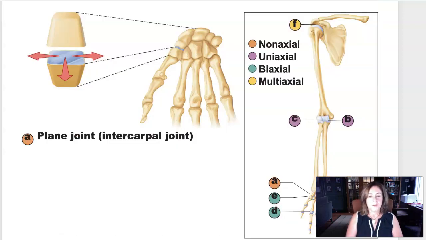Okay, so this is the picture that I'm referring to where using a key, they're showing you the different types of joints. So a plane joint would be like in between each one of these carpals. You don't have a directed movement. It's considered a non-axial movement. You just have like a little bit of sliding, gliding that occurs across two flat surfaces.